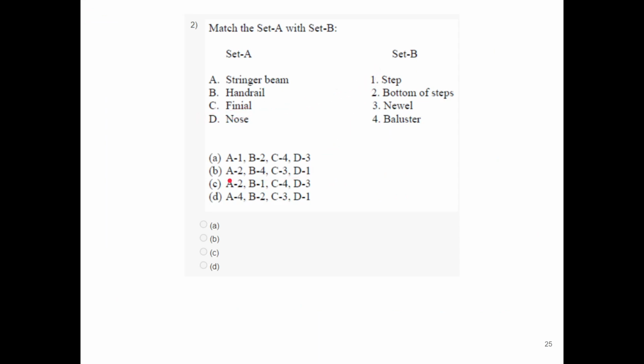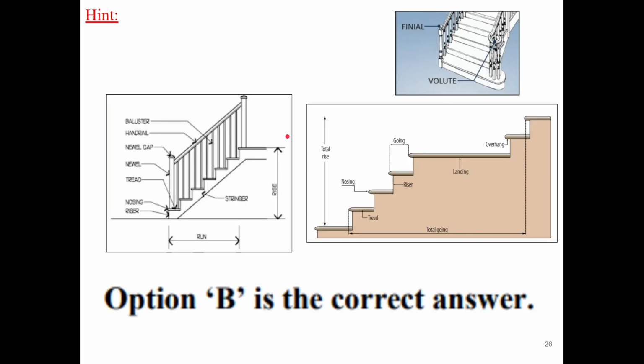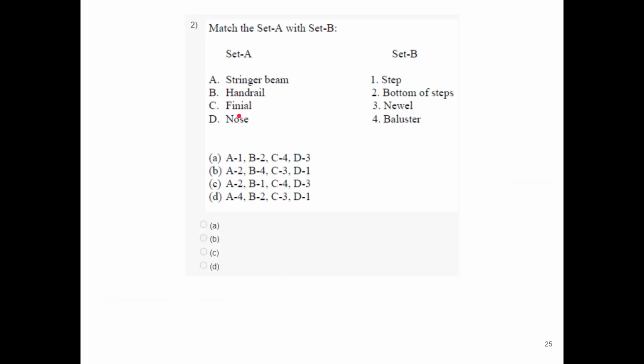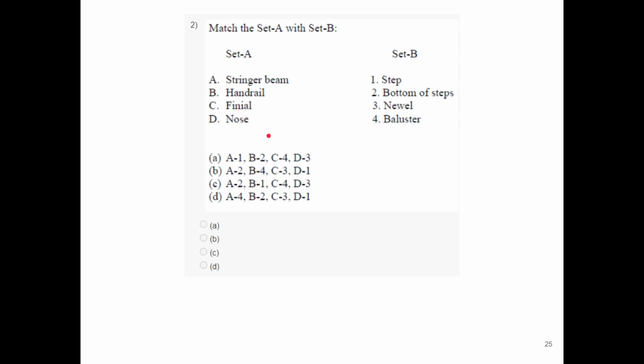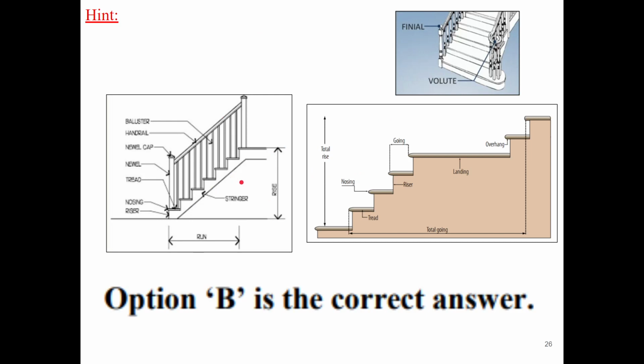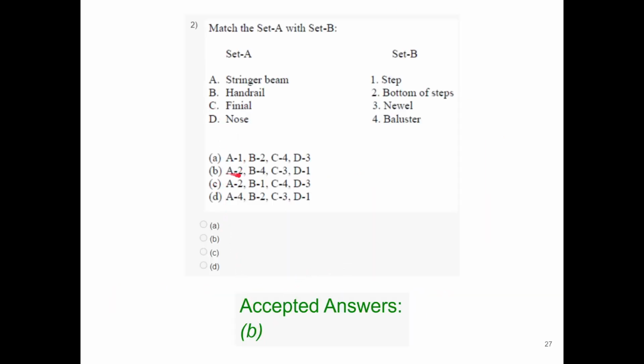So therefore A is 2. Stringer beam is present in bottom of steps. Handrail is connected to the baluster. B is 4. The top of newel is basically the finial, so C is 3. And nose is basically in step, 1, so D is 1. A2, B4, C3, D1 will be the correct choice, that is B. So B, A2, B4, C3, D1 is the correct option.